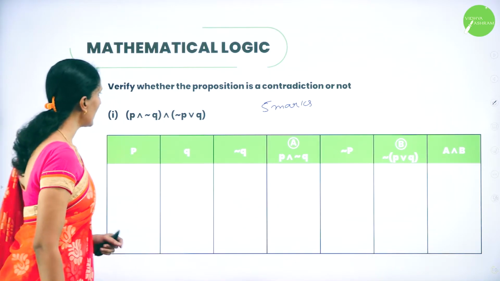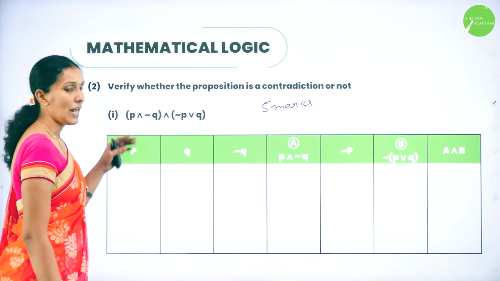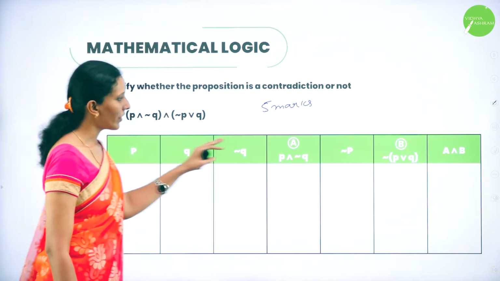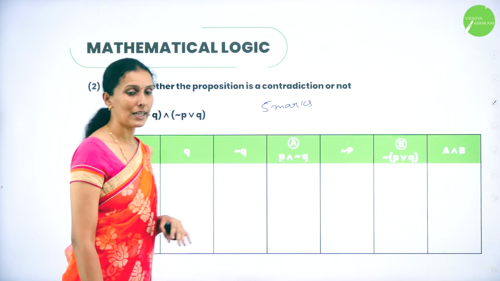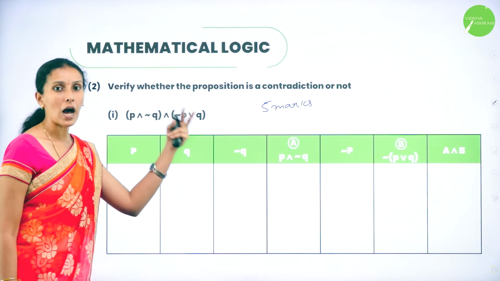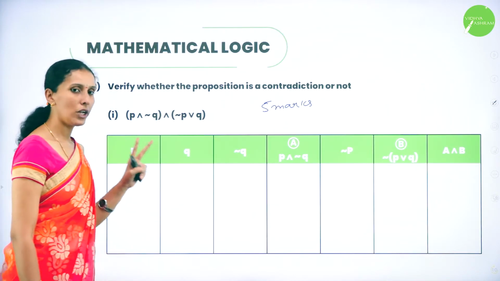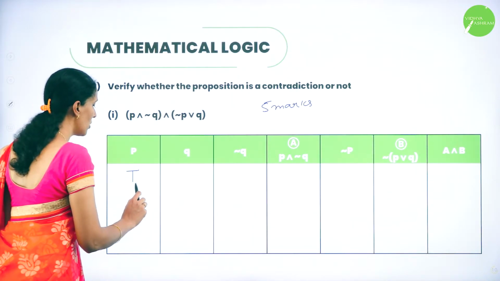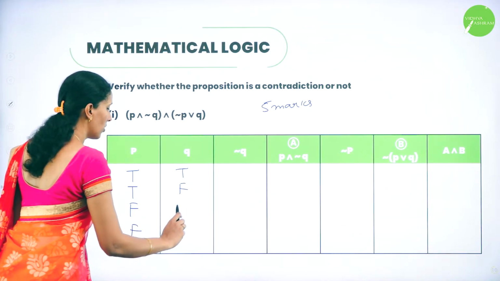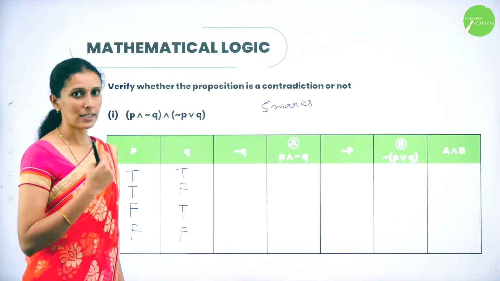So these questions are very important for 5 marks. Now let's see. The given compound proposition is given in the form of a statement. We have a combination of P and Q here. I have already drawn a table. Now let's write the truth values. When you have P, Q, R, you write the values as I have written previously. But here you have only 2 components, so write the values as true, true, false, false, and here true, false, true, false. These are the only possibilities when you have only 2 components, P and Q.